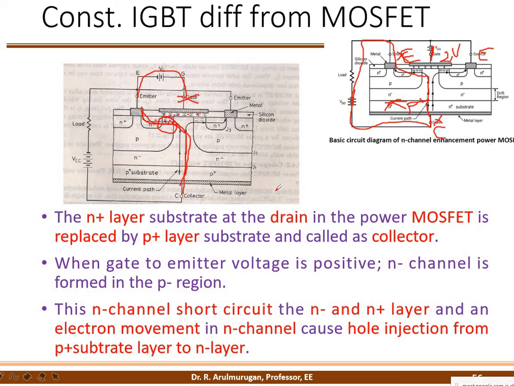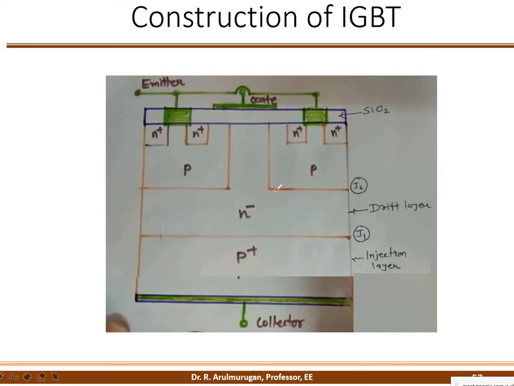So very simple. If you understand the MOSFET, the IGBT is similar to that one. Yes, that is a difference. And furthermore, there are some more points you are going to write. So here is a P plus layer, an N minus layer, here is a P layer, and here is the N layer.